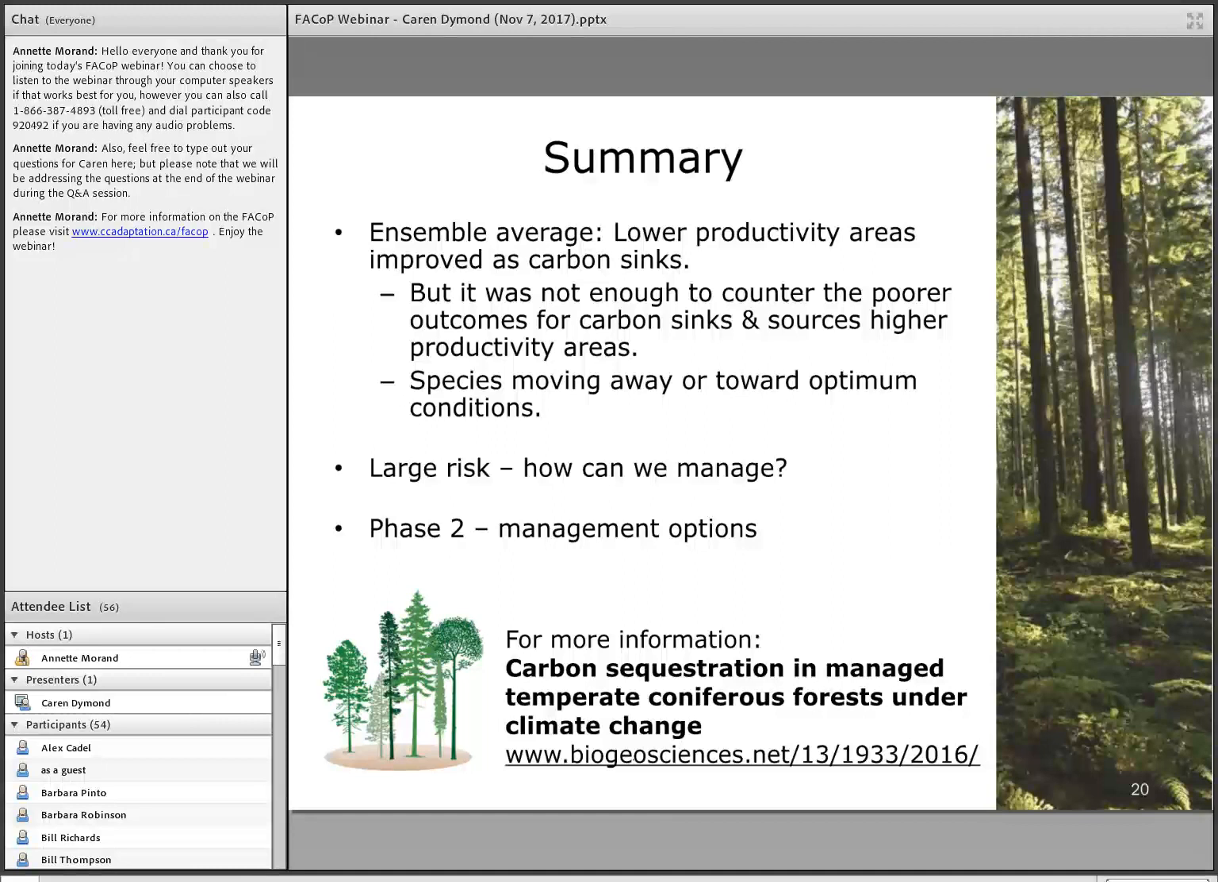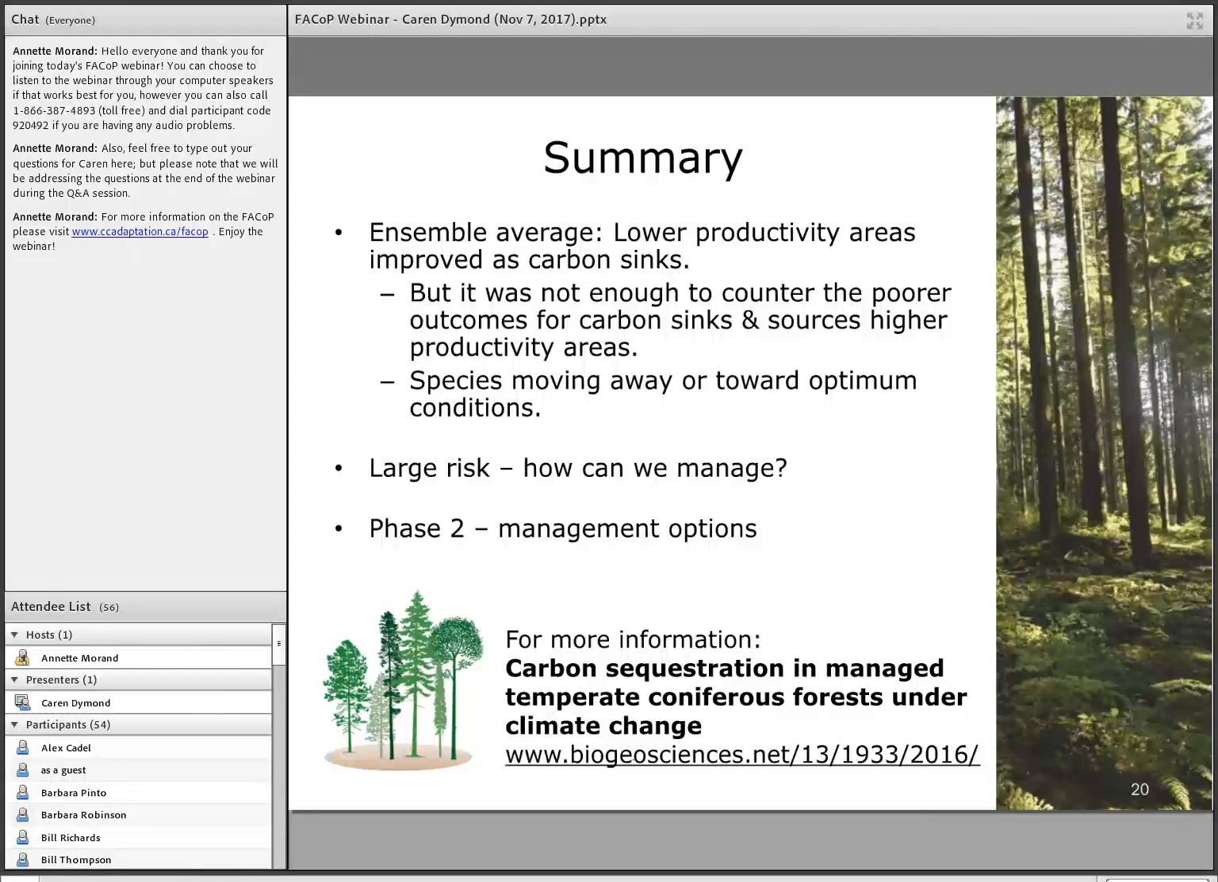Okay, so in summary, if we're looking at the average productivity scenarios, lower productivities improved as carbon sinks, but it wasn't enough to counter the poor outcome for carbon sinks and increased sources in the areas of the valley that are currently higher productivity.